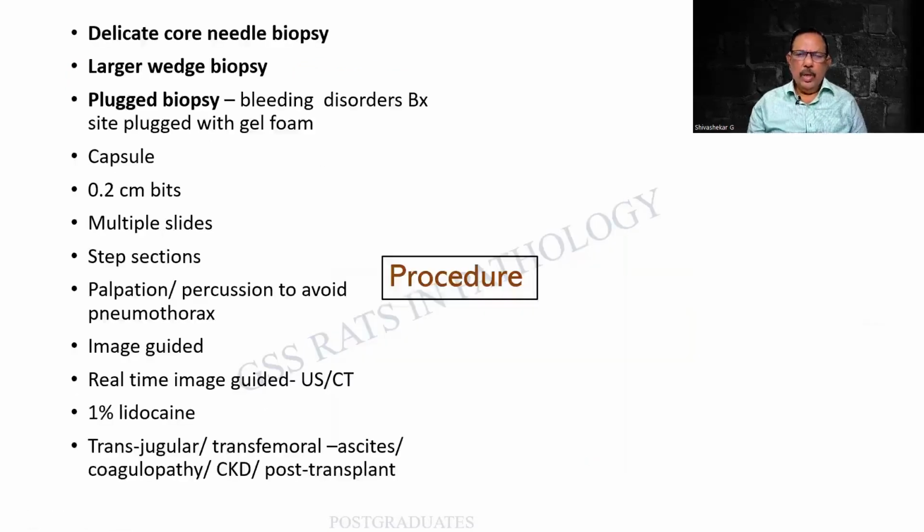Now, what are the things that we will have to look into? Let us recollect that there can be a delicate core needle biopsy. There can be a larger wedge biopsy. A core needle biopsy has its own limitations. Sometimes it can break and you will not be able to get multiple deeper sections, which can be compensated by means of a wedge biopsy.